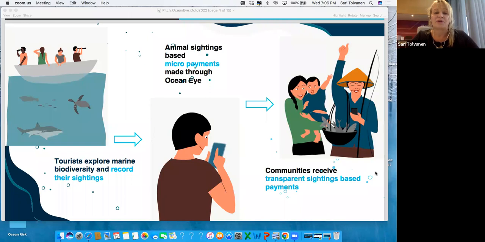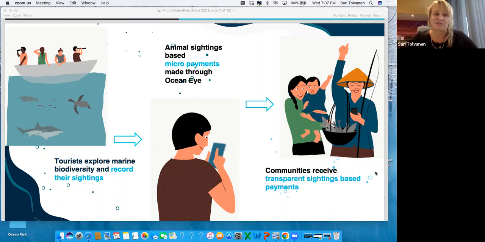And how it works is that through Oceani, those payments will be directly and transparently transferred to the local coastal communities. So obviously, together with the operators, we will do an assessment of where the money needs to go and how it can act as the biggest incentive there is to protect marine biodiversity. And what the communities will see is a daily log of where the tourists are going, what animals they're seeing, how much money they're earning.